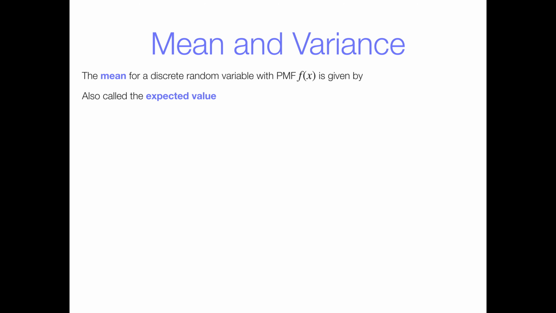So we can also calculate the mean and the variance. Mean is a word we've seen before. Variance is a new one. The mean for a discrete random variable, also called the expected value, is given by this formula here. So the mean is mu, and we also have this notation E of x for expected value, and it's the sum over all of your x's of x times f of x.